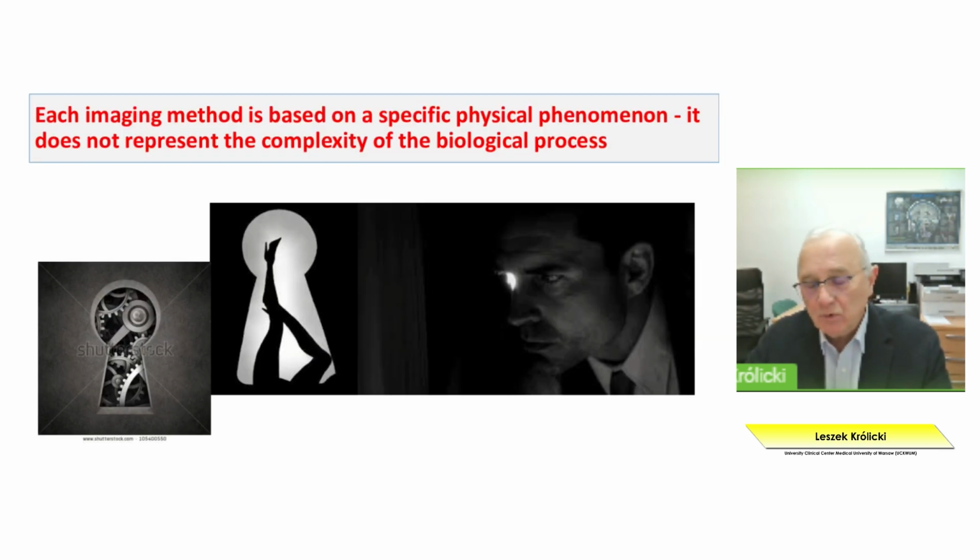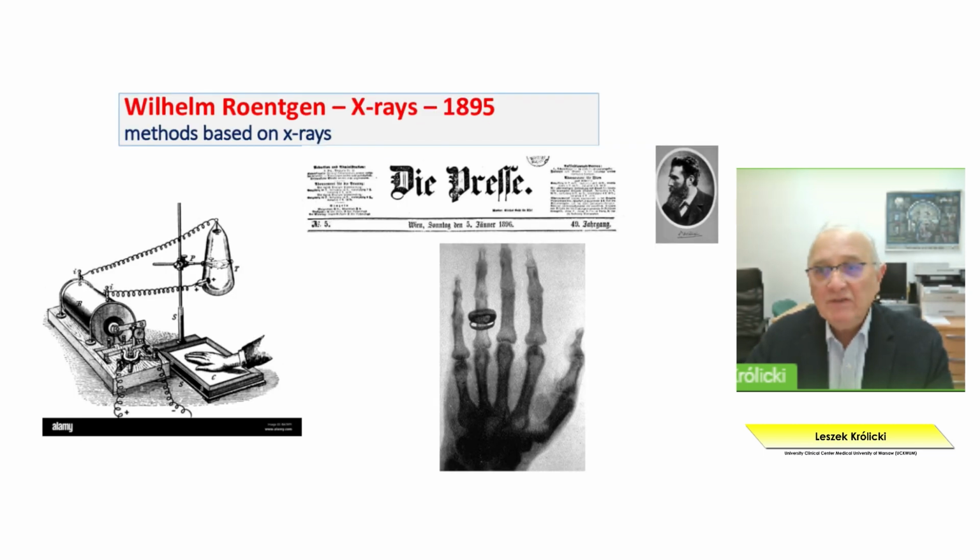We use various methods, including imaging methods. Any imaging method is based on a specific physical phenomenon. So we can observe a process applying to the specific nature for the specific image. Here you can see these beautiful, slim, long legs. Probably they will be perceived differently if we use a different keyhole of a different shape. It would be a completely different image.